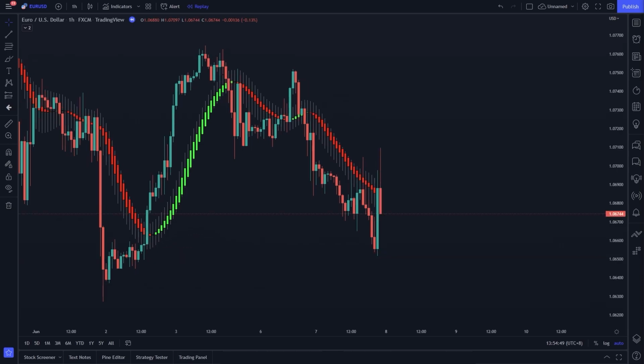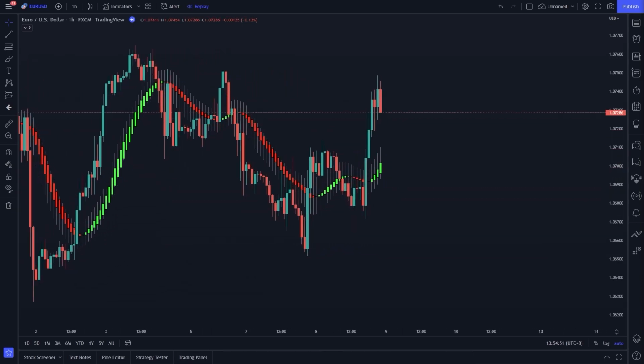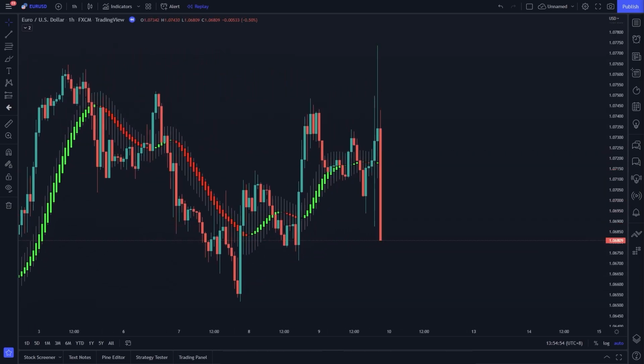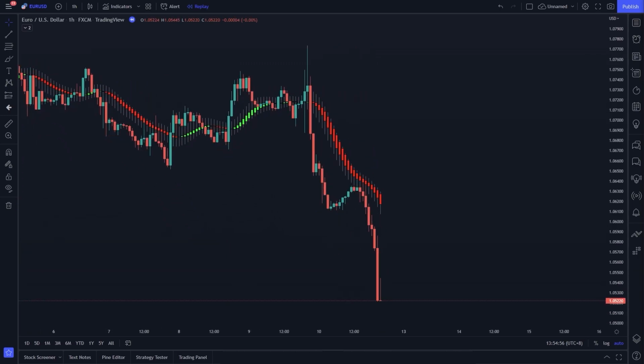Unlike the regular candlestick chart, which shows the open, high, low, and close of the price during a session, the Heiken Ashi chart takes a different view.